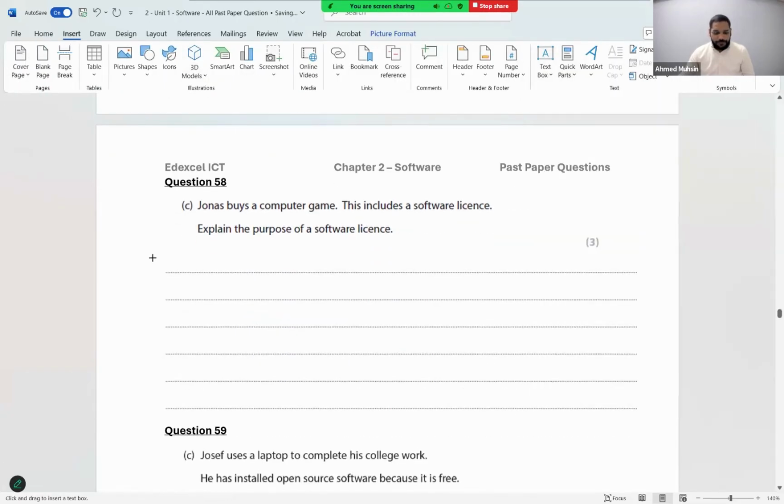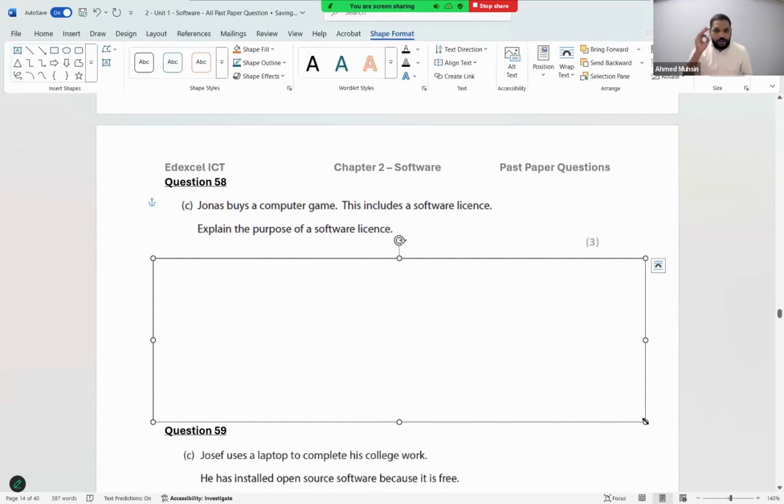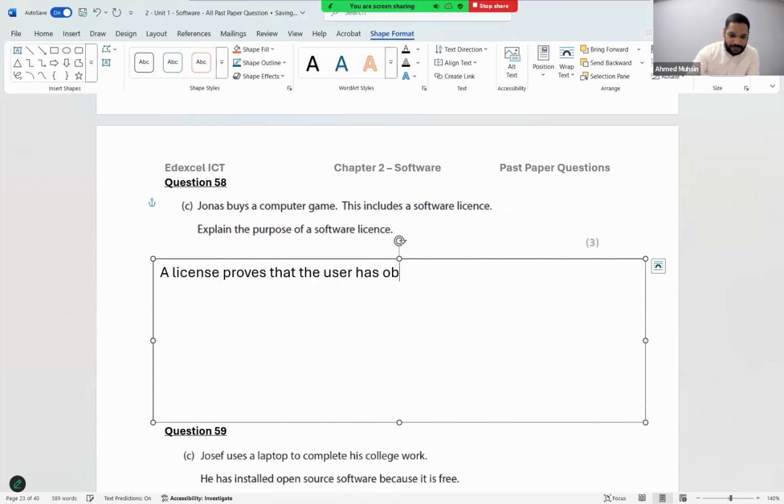Page 23, question 58. Jonas buys a computer game. This includes a software license. Explain the purpose of a software license. When you have a license, what does it mean? You have obtained the software legally. Everyone agree with her? You can say a license proves that the user has obtained the software in a legal manner.